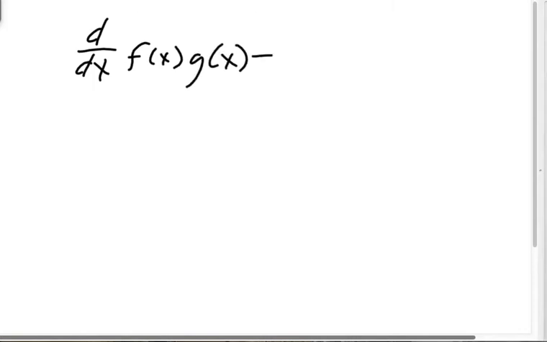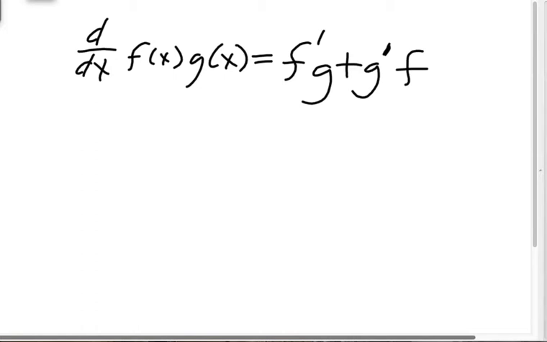multiplying. And in general, what product rule looks like is if we're trying to take the derivative of a product of two functions, let's call them f of x and g of x, then it's going to be f prime, the derivative of f, times the original function g, plus the derivative of g times the original function f. And let's look at some examples.